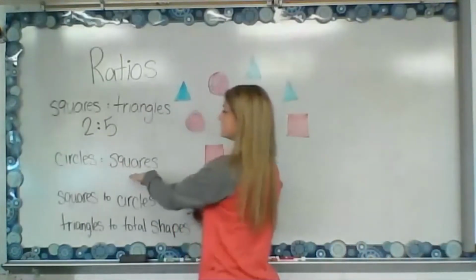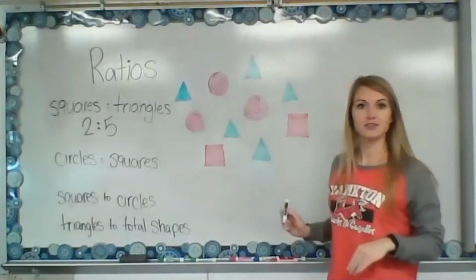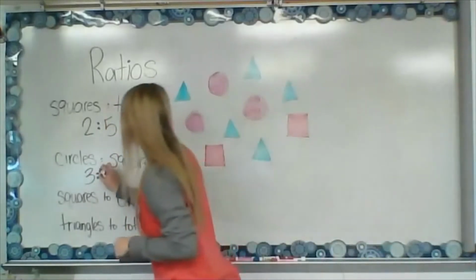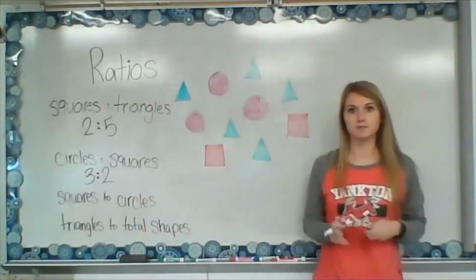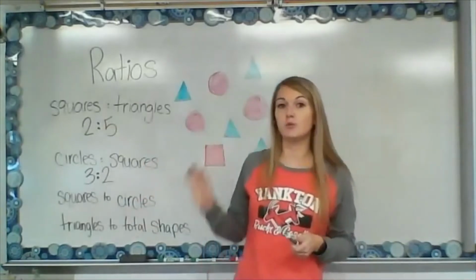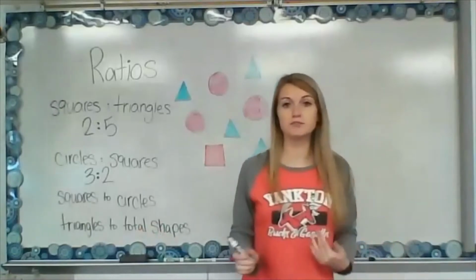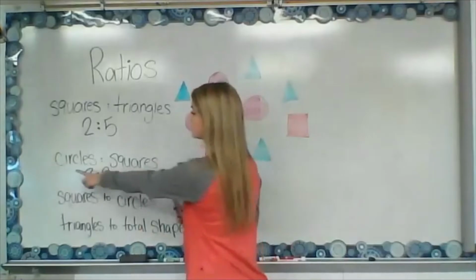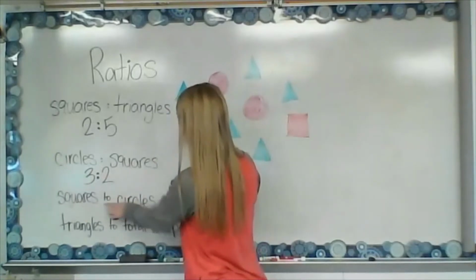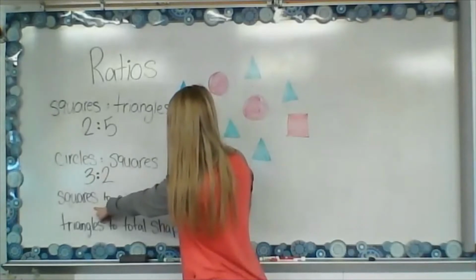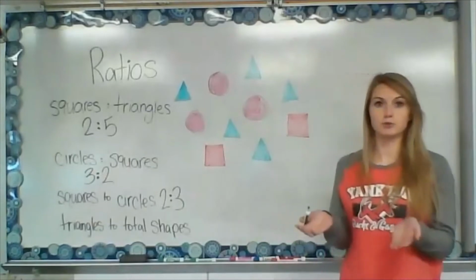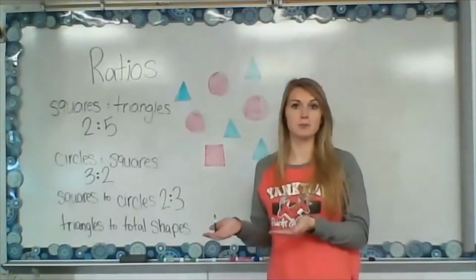Okay, let's try the next one. The next one asks for circles to squares. How many circles are there? I see 3, so we're gonna have 3 first. We already know there's 2 squares, so my ratio is gonna be 3 to 2. Now, the next one asks for squares to circles. But didn't we just do that one? The order is important. You have to pay attention to what word comes first because that's what number comes first. Circles to squares is going to be 3 to 2, but squares to circles, well, how many squares are there? 2, and circles we know are 3. So there is a difference. If it asks you for both, pay attention to which word comes first. That's always going to be the first number in the ratio.